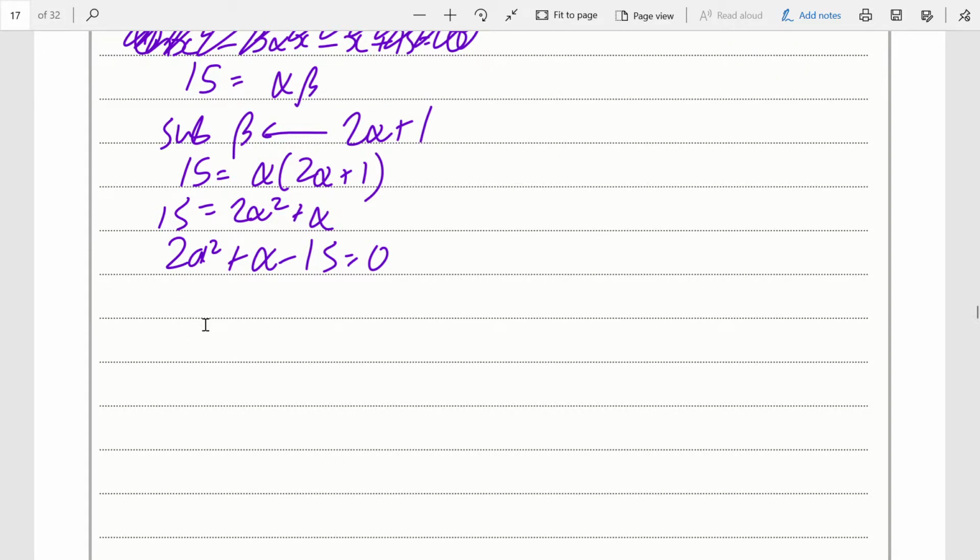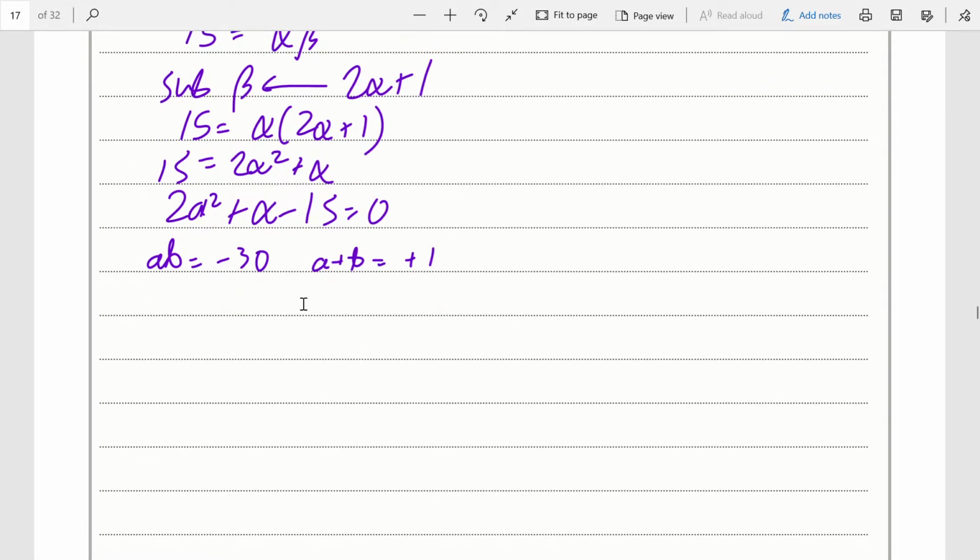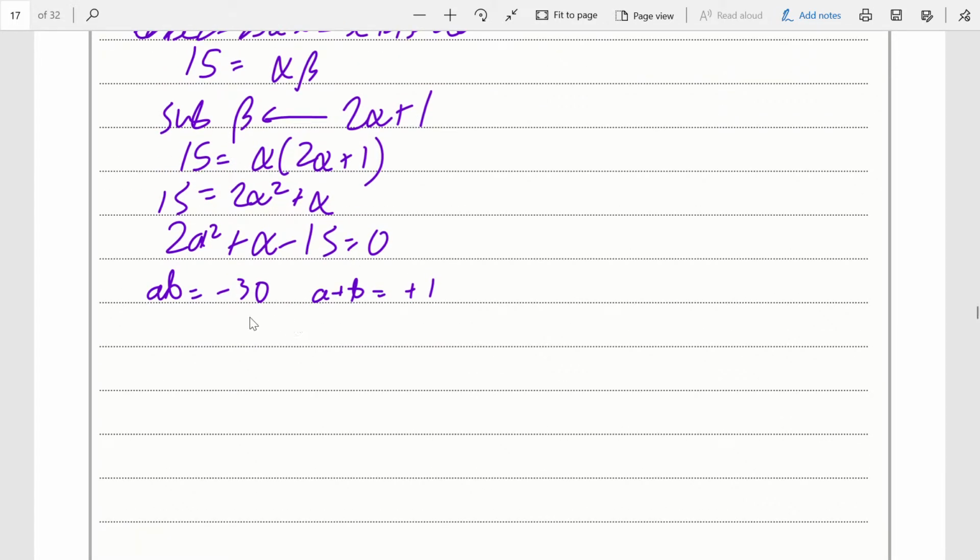And then what could we do here? This may or may not be factorable. Since the coefficient of the alpha squared term is not equal to 1, we'll do a factoring by grouping, where we split this plus 1 alpha into two numbers. I can see that AB is negative 30 and A plus B is positive 1, in terms of the two numbers A and B that we're going to split this 1 into. And I can already see that it's going to be negative 5 and 6, which multiply to negative 30.